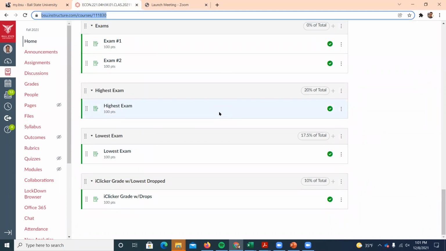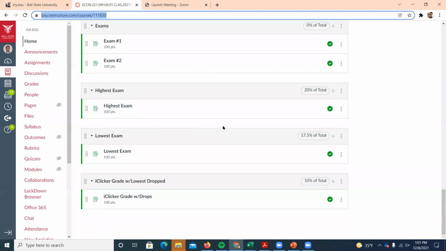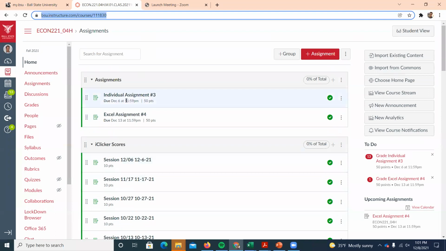On Canvas, I put up your iClicker grade with the lowest 3 dropped. The syllabus stated this. That reflects all the excused absences, as well as dropping your 3 lowest. So that's what your final iClicker category grade will be. I'll do a similar thing with the homeworks once I get those all graded.